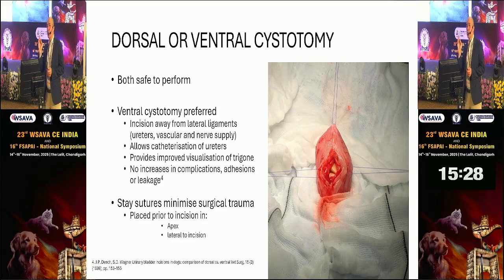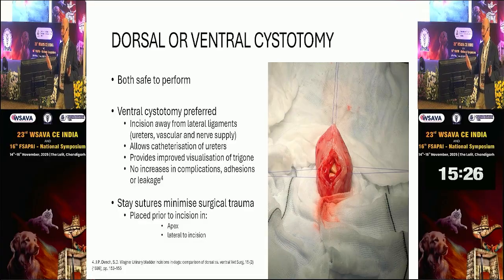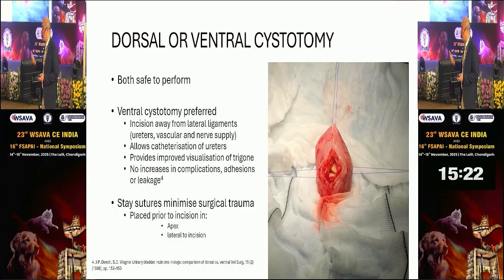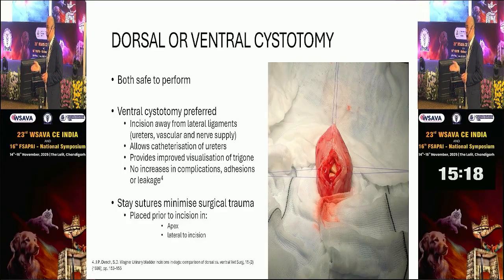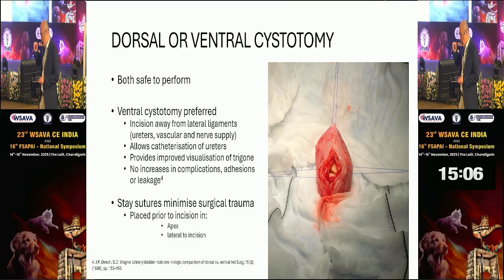Either are appropriate, complication rates are similar between the two. And so if you've got a choice, I would always go ventrally. And I would always go ventrally because one, it's easier, and two, our incision is away from all those vital structures. So I place 3 stay sutures here, one at the apex, one on either side of my proposed incision. When I make my incision here, and you can see those stones within the bladder here, what I then am looking at is the dorsal aspect of the inside of the bladder.